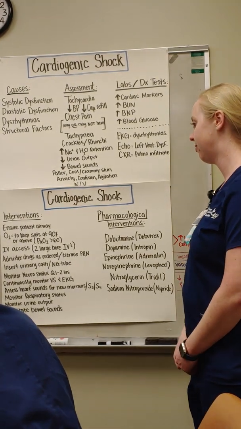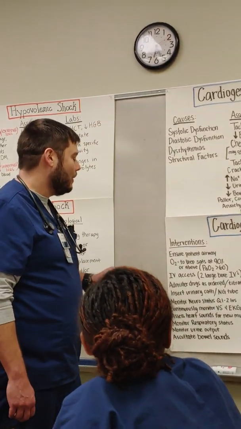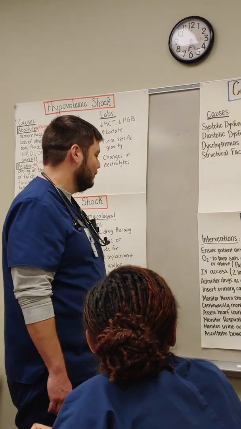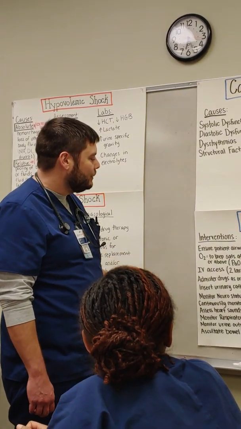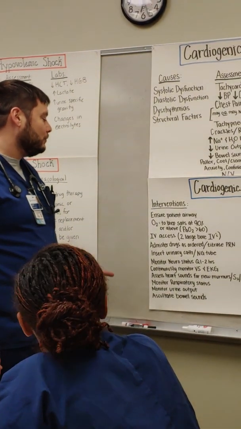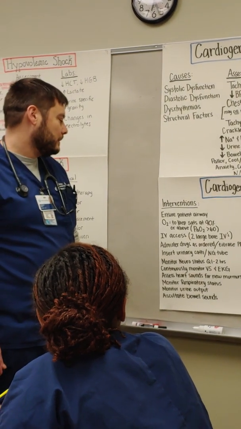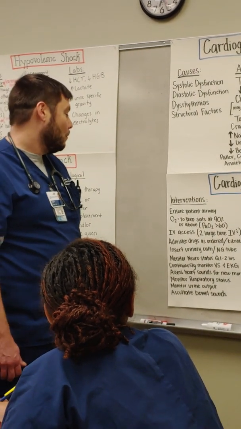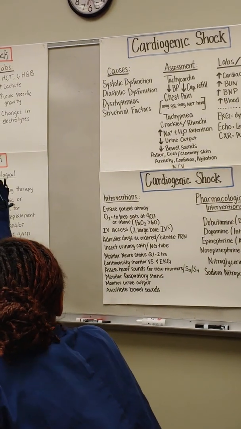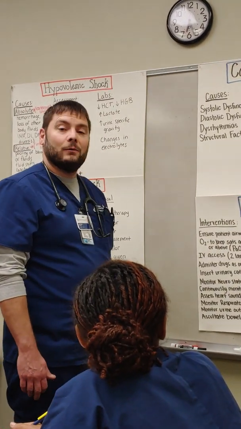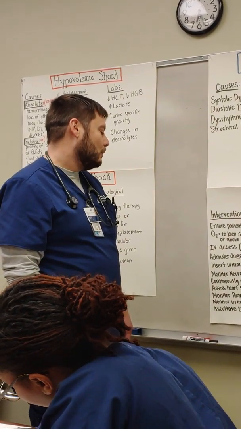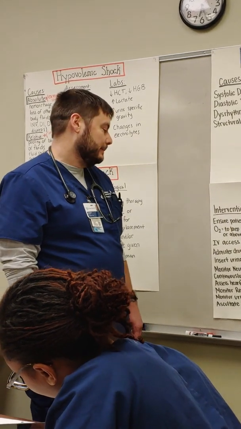Okay. All right, moving along now to our interventions for cardiogenic shock. Now some of these are going to be the same as with hypovolemic shock. We're going to start with ensuring the patient's airway, and then the O2. We're going to want to keep the SATs at 90% or above, PaO2 greater than 60. We're going to need IV access once again with 2 large bore IVs, and we're going to administer the drugs as ordered and then titrate as needed.